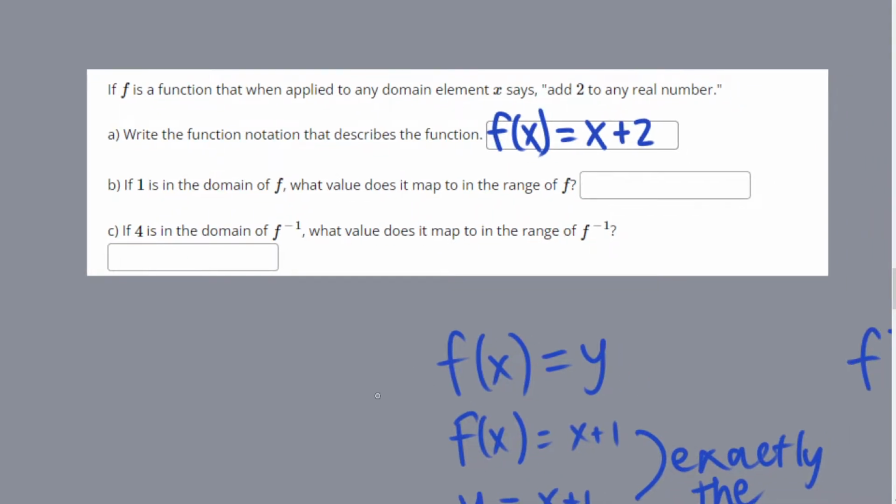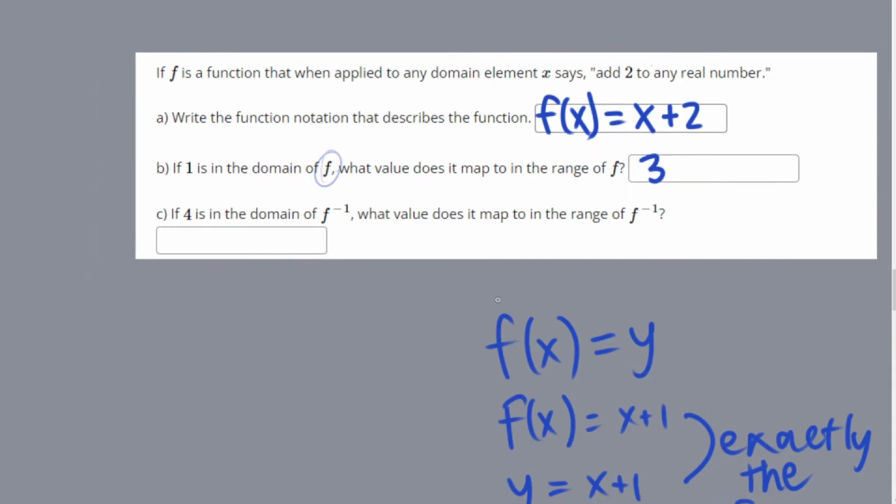If 1 is in the domain, now remember domain typically means x, or our inputs, of f, what value does it map to in the range of f? So basically we're going to plug in 1 for f. So 1 plus 2, that is 3. Easy math. If 4 is in the domain of the inverse of f, what value does it map to in the range of f inverse? Not f of -1, the inverse of f.